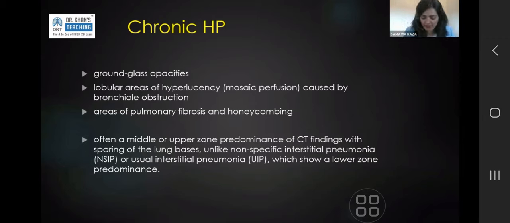Honeycombing, you can also see. Honeycombing is a sign I'll come to later. It can be seen in HP. So it doesn't mean that if everything else looks like HP, but you have honeycombing, you think to yourself, no, now I can't possibly call it as HP. That's not true. You can see honeycombing in end-stage HP as well.